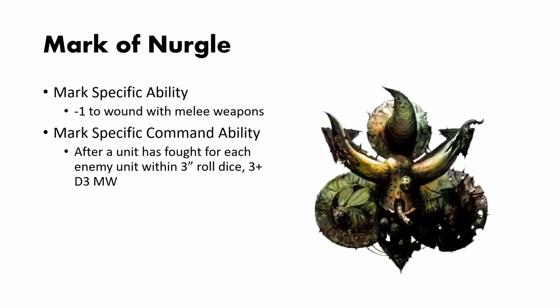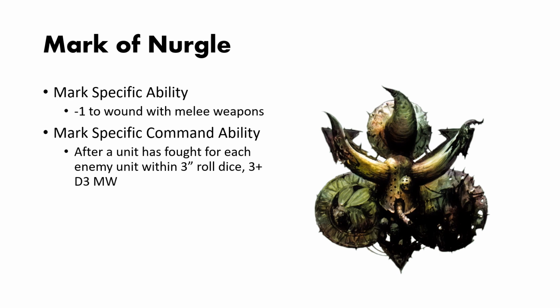Next is Nurgle. Now, Nurgle is known for being resilient and durable, so his specific ability is -1 to wound with melee weapons targeting the Nurgle marked unit. And then their command ability is an interesting one. After a unit has fought, for each enemy unit within 3 inches, you roll a dice, and on a 3-up, it's D3 mortal wounds.